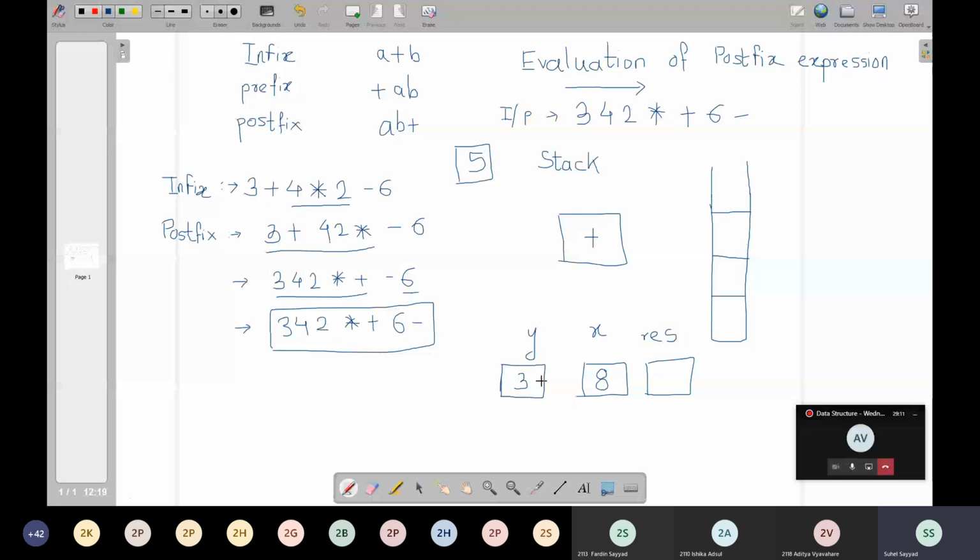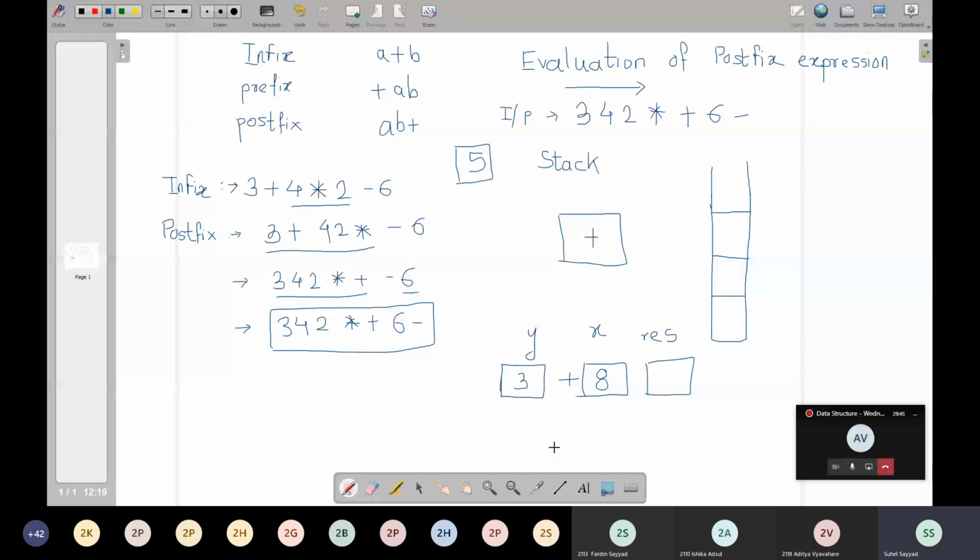See, here the sequence is very important, students, because if it is plus or multiplication, it is okay. But if it is say minus, then there is a difference between y minus x and x minus y. Are you getting this? Many times students make silly mistakes in this. We have to be careful. The operation that we are going to apply here is y operator x.